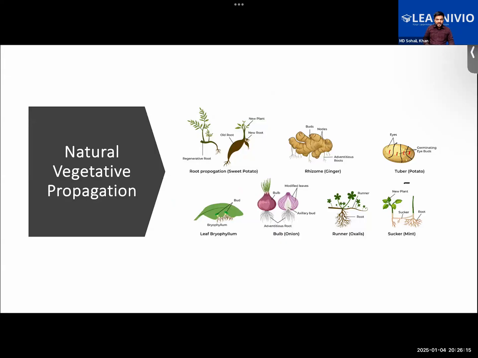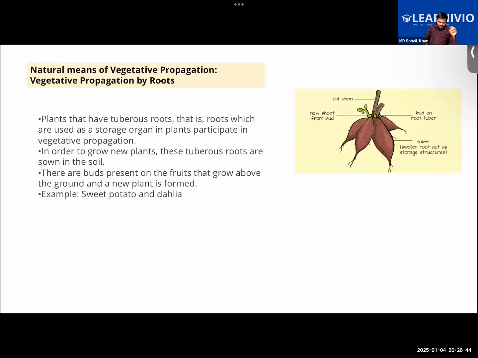Further, we learned that vegetative propagation is also of two types. One that occurs on its own, with no human intervention. That is natural vegetative propagation. Getting it now? Another one is artificial vegetative propagation, in which there is human intervention. Okay, so let's learn about some of them quickly.